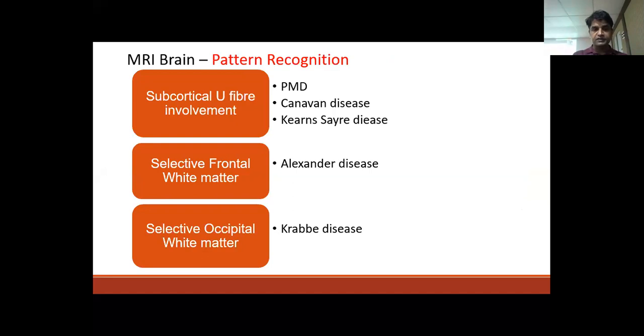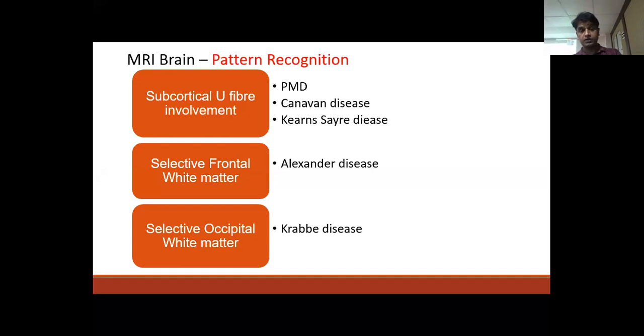Now, MRI brain gives a very important clue towards narrowing down the diagnosis. After the clinical examination, I think one of the most important investigations, particularly based on CNS involvement, would be MRI brain. In fact, it has become an extension of clinical diagnosis, particularly when it comes to white matter degeneration, hypomyelination, etc. So pattern recognition helps you to narrow down the diagnosis.